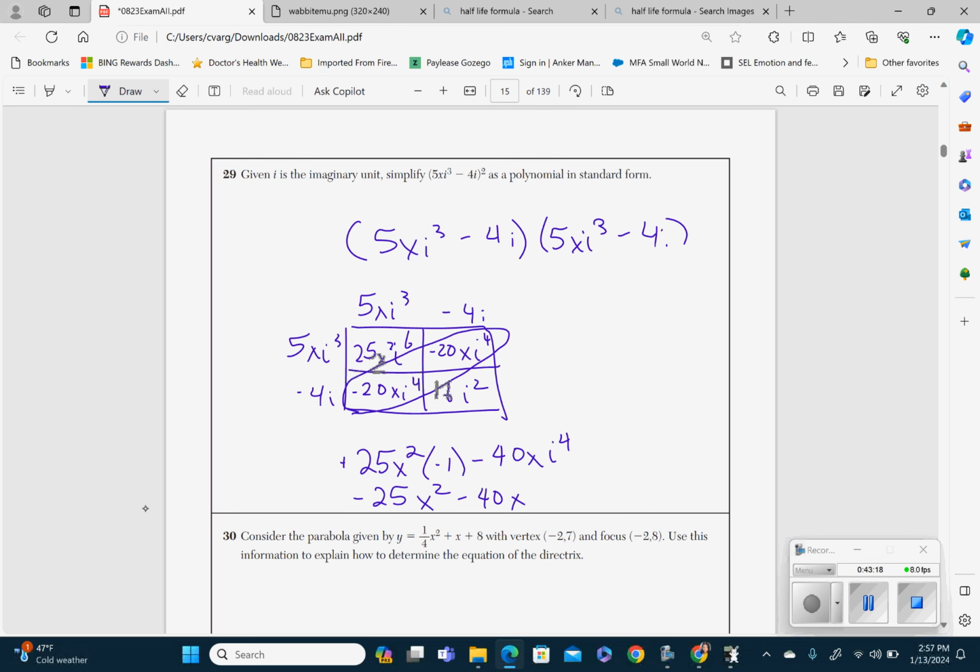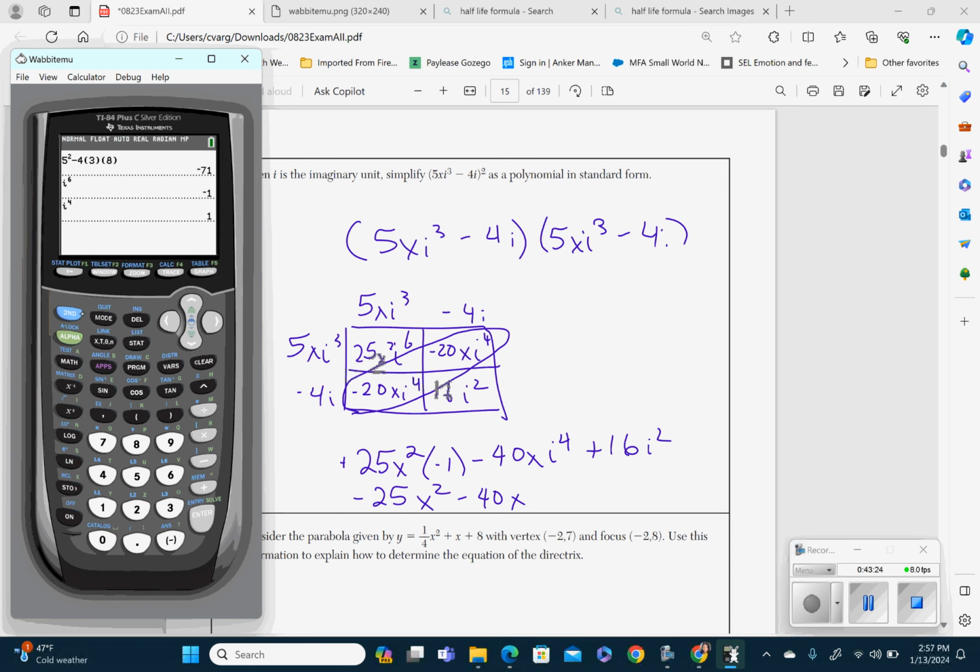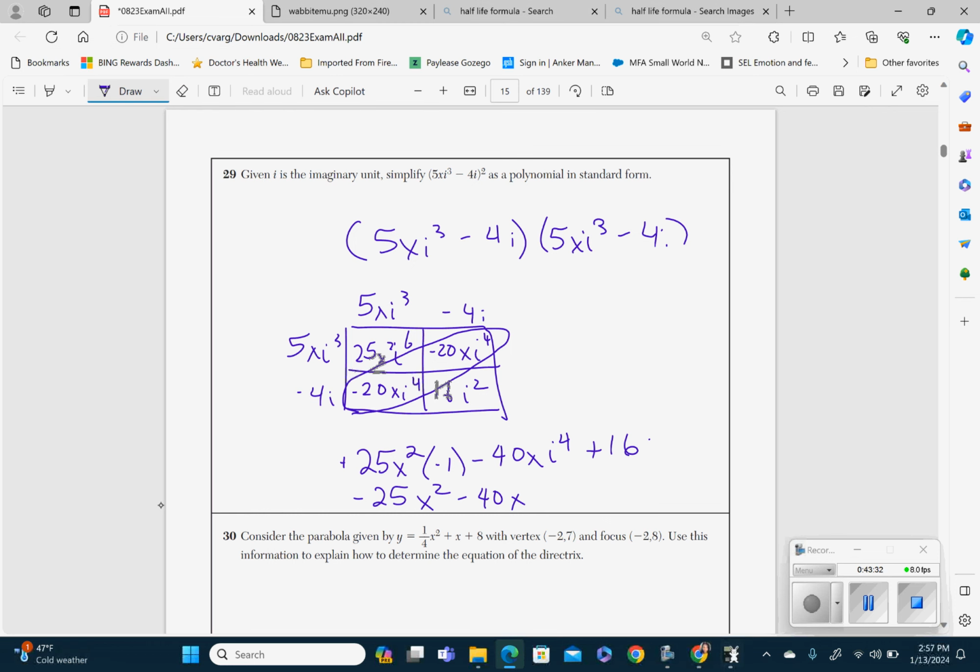All right. And then the last one, I have positive 16i squared. So I'm going to take my calculator, right? i squared, hit enter, and that's going to give me -1. So this is going to be 16 times -1, which is -16.